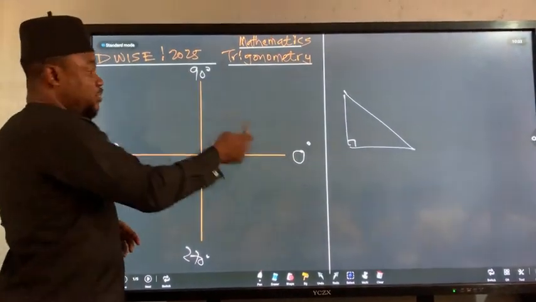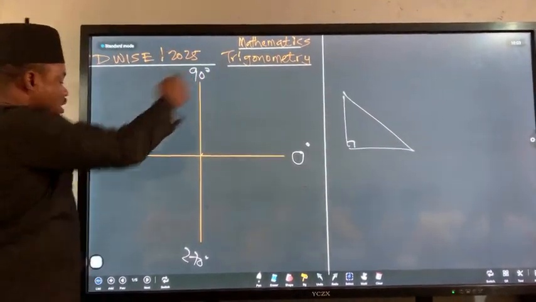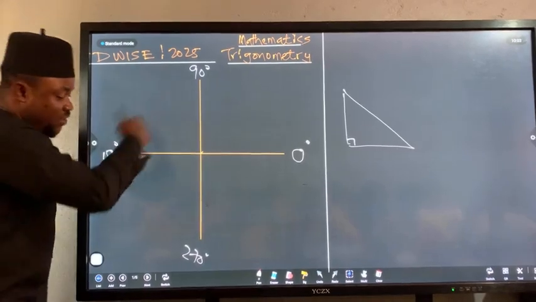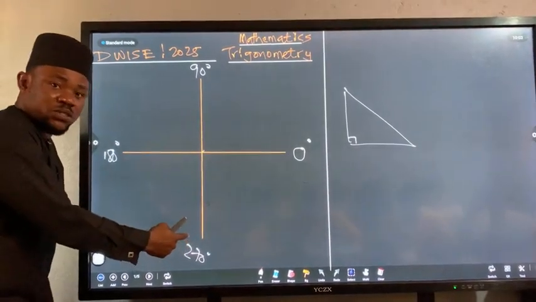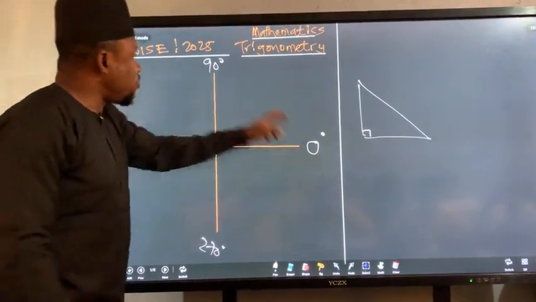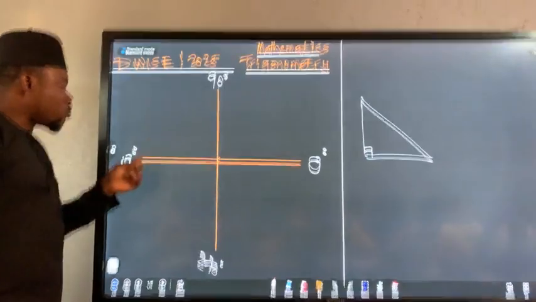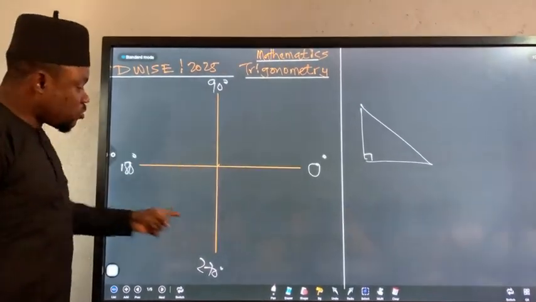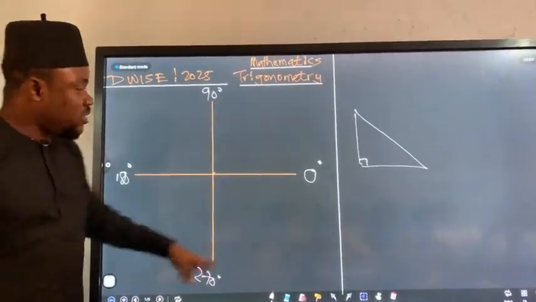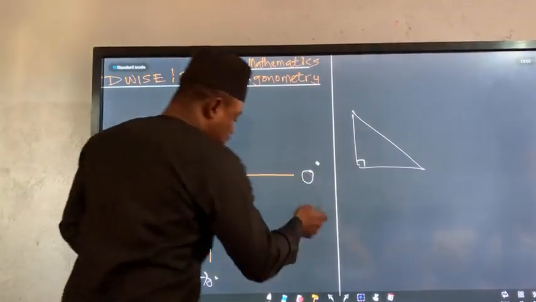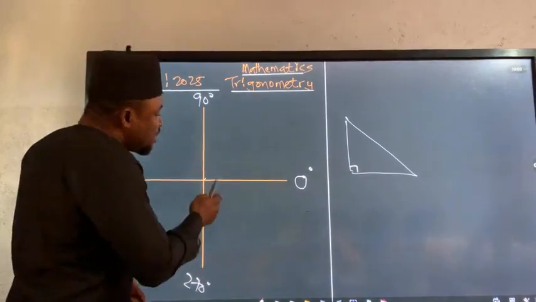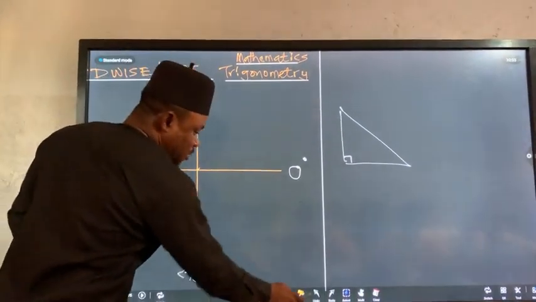So let me say I'm going to do between 0 and 90. From here to here is 90 degrees, right? And here is 180. If I take it to this point, it is 270. From 0 to this point is 90, so the first quadrant is 90. The second quadrant is 180. The third quadrant is 270. And the fourth quadrant, back here, is 360. Do you understand?